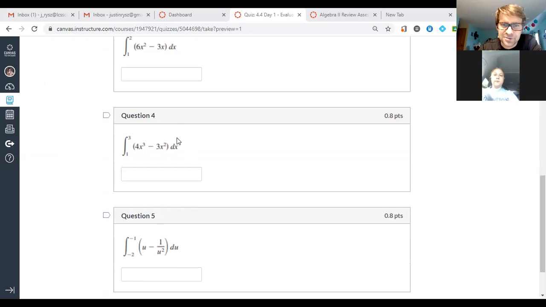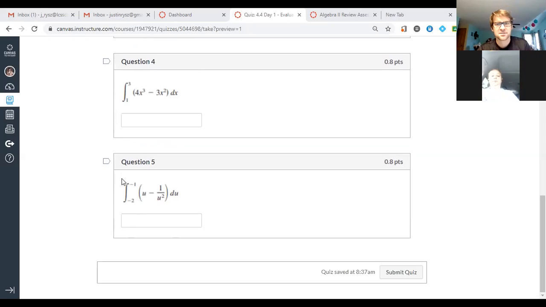Okay, we got question 4 here. So we're just going to do math 9. It's from 1 to 3. So we're just typing these in. I always find it easy to just press the over button too. 4x cubed minus 3x squared. That's the equation, and then dx. Press enter. 54. So it's nice these tell us the answer.